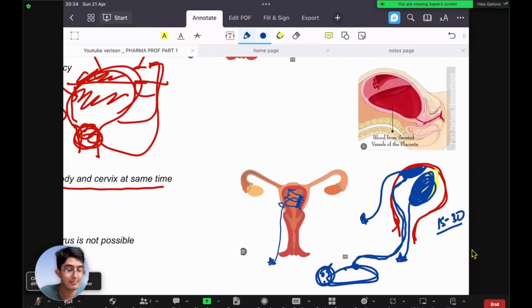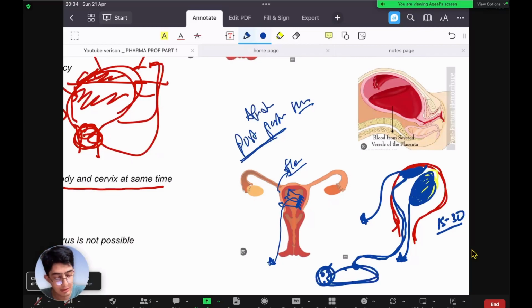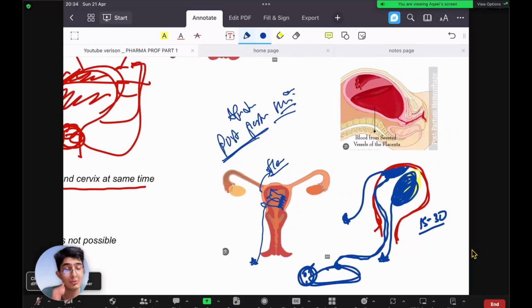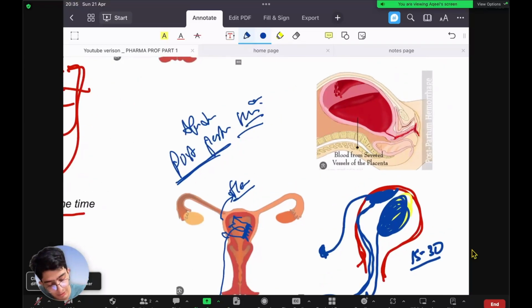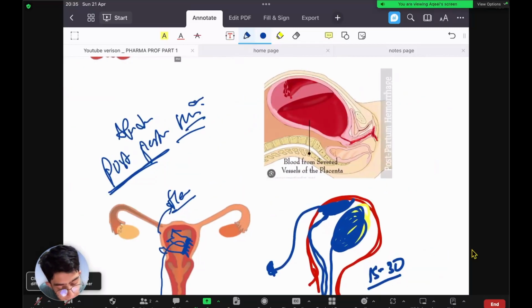So the hemorrhage that happens after the expulsion of the placenta, after delivery, partum, right? Postpartum hemorrhage, right? Postpartum means after delivery, hemorrhage means blood loss. So the blood loss that happens after the delivery of the baby and the placenta is known as postpartum hemorrhage, and it is very important because it is one of the most important causes of maternal death within developing countries, right?